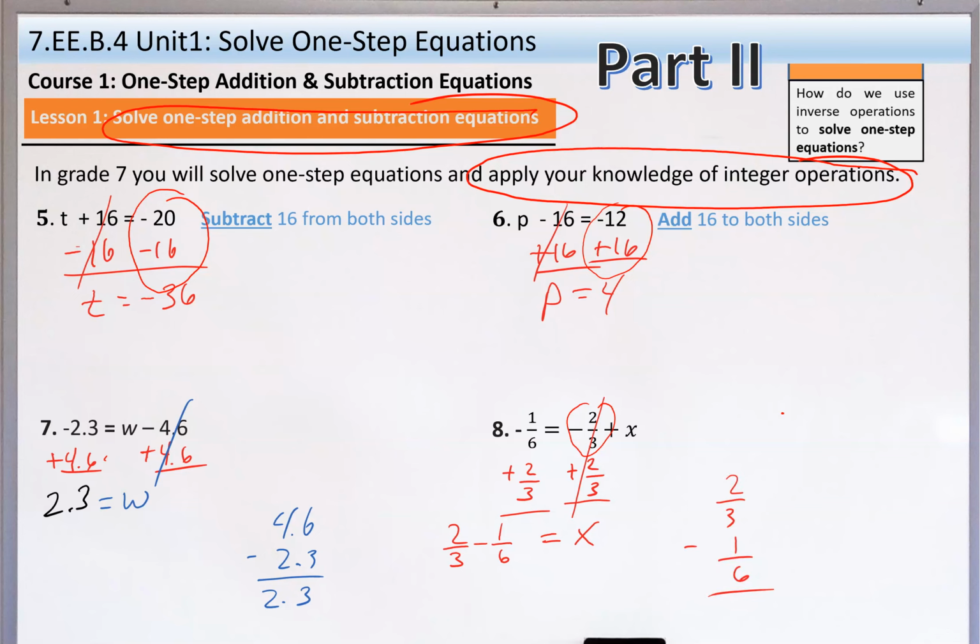Again, I need a common denominator. My least common denominator is 6. That's times 2 and times 2. So now I have 4/6 minus 1/6. I subtract numerators. 4 minus 1 gives me 3/6, but I need to simplify. So my final answer is 1/2.